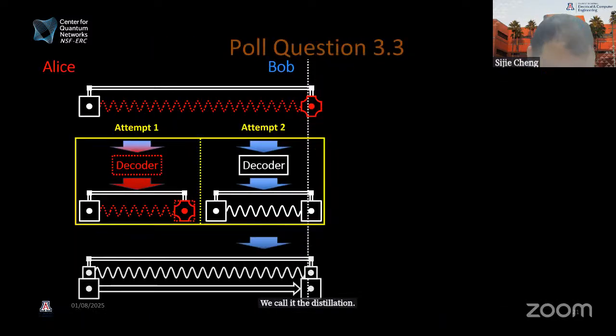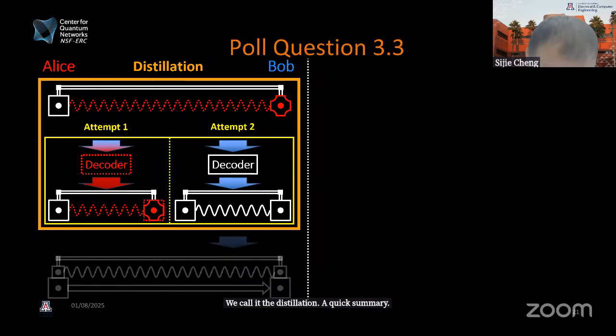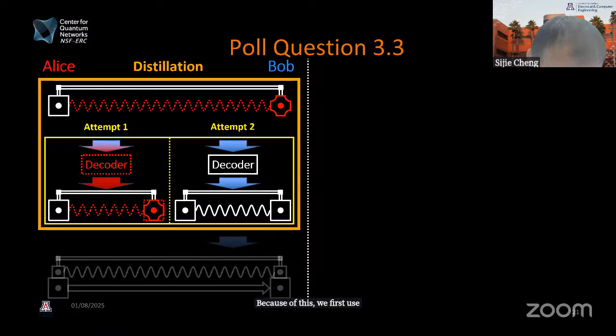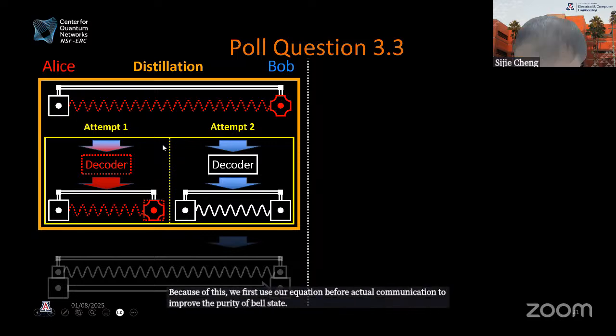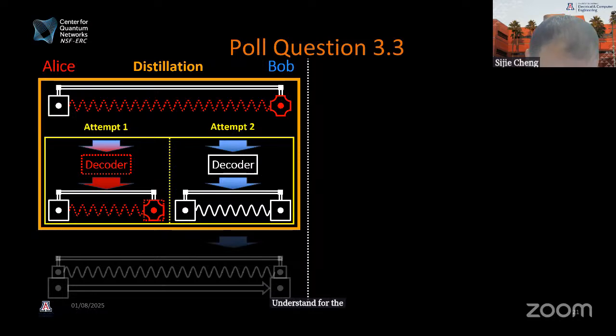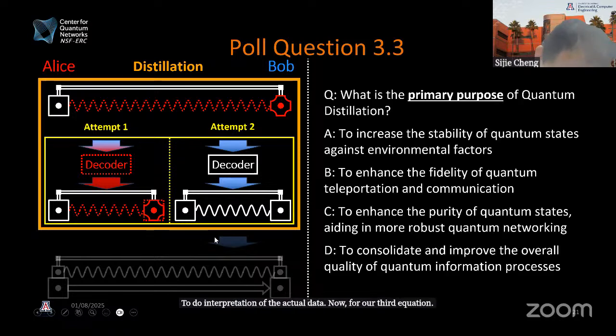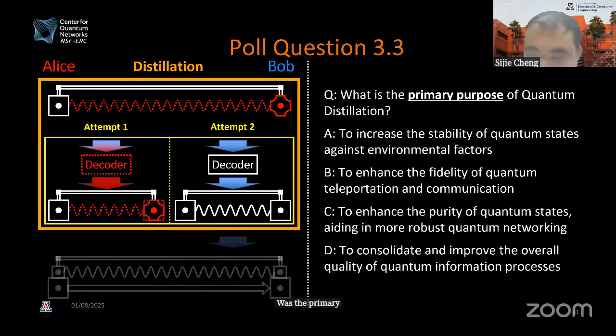A quick summary. In real-time communications, if there are too many errors, then the decoder will fail. Because of this, we first use error correction before the actual communication to improve the purity of the Bell state. And then for the real-time communication, we use this good Bell state to do teleportation of the actual data. Now, for our third poll question, what's the primary purpose of quantum distillation?